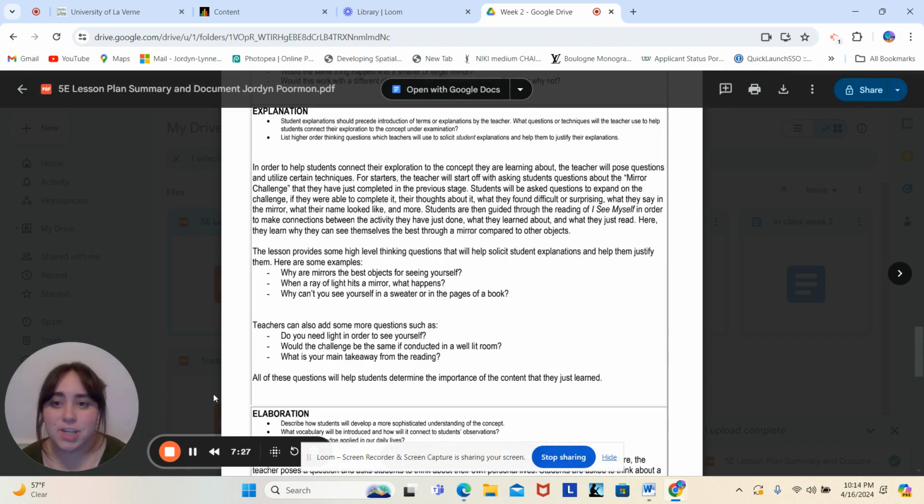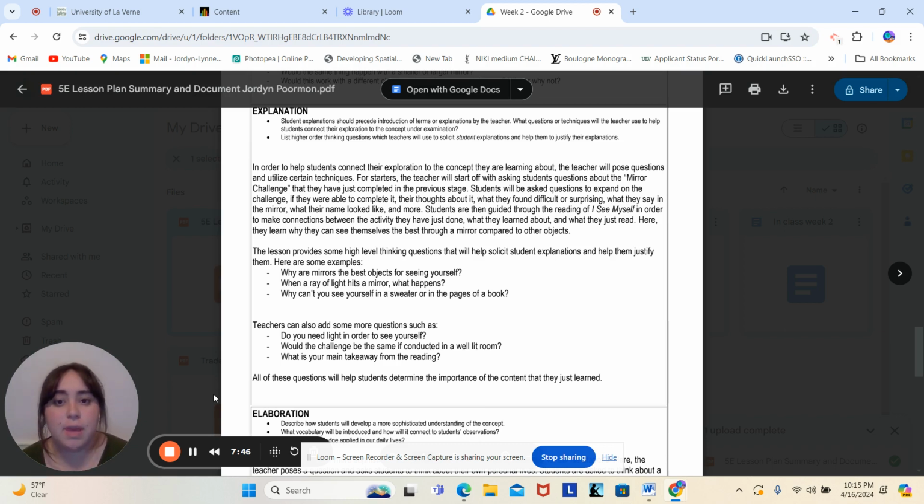In terms of explanation, these students are connecting their exploration to the concept they're learning about, and the teacher poses questions and has a certain technique in order to do this. So the teacher will start off by asking questions about the mirror challenge they've just completed, and they will be able to expand on that challenge.